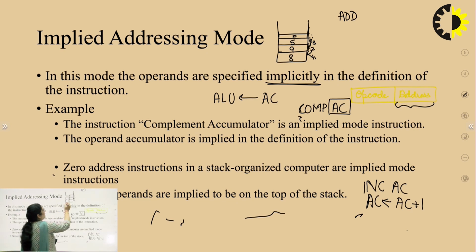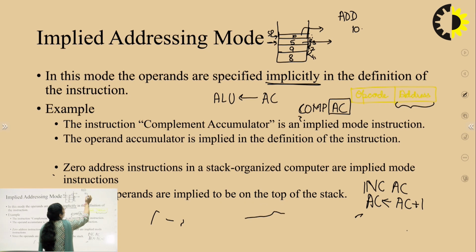I will only say add, and what will the add do? It will check the stack pointer. The stack pointer is pointing to the top of the stack element. Which element is on the top of the stack? It will pop that element and get it. And the add operation takes two operands. So once we pop the element 10, the stack pointer will now be pointing to the next available location. So we will pop that element as well and perform the addition operation. So this is an implied addressing mode where we are not specifying the address explicitly, it is in the instruction definition itself.